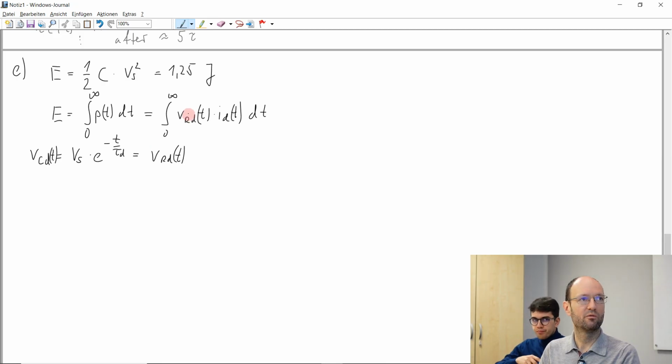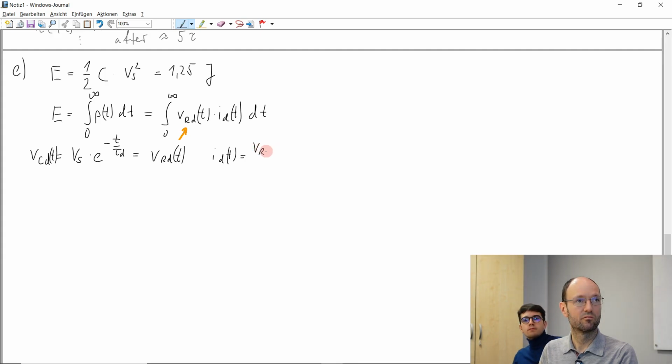Okay, so we have something that we can insert here. What do we do with the current? Use Ohm's law and say this discharging current should be the same as the voltage divided by the resistance. So here we get voltage squared divided by resistance.